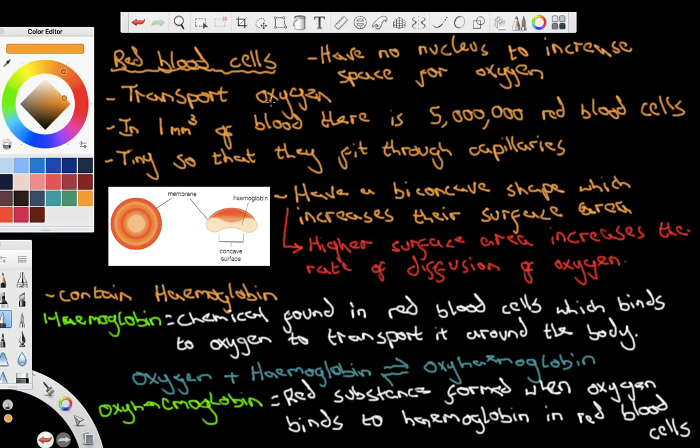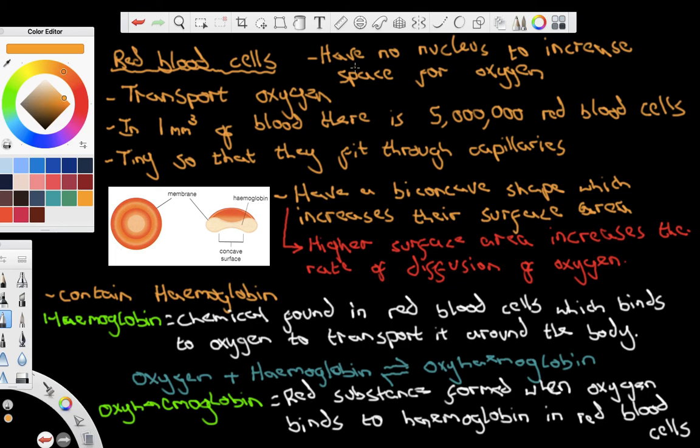So red blood cells, their adaptations. They transport oxygen. Their adaptations include, there's lots of them, there's approximately 5 million in every 1 millimeter cubed of blood. They're tiny so that they can fit through capillaries. They have a biconcave disc shape, so that increases their surface area to increase the rate of diffusion of oxygen. And they contain hemoglobin, which is a chemical which binds to oxygen, which then becomes oxyhemoglobin, which allows it to drop the oxygen off to the cells of the body, where it returns to being hemoglobin. Red blood cells also have no nucleus to increase the space for oxygen.